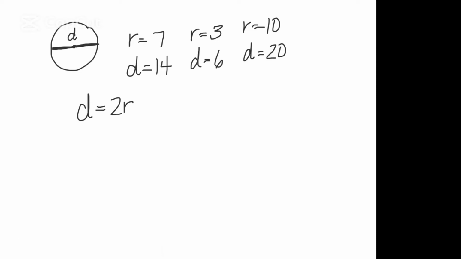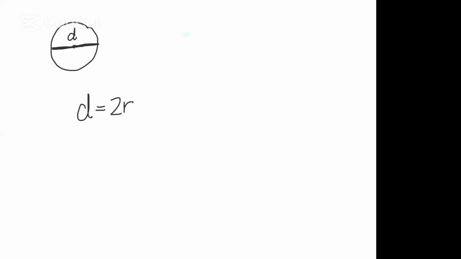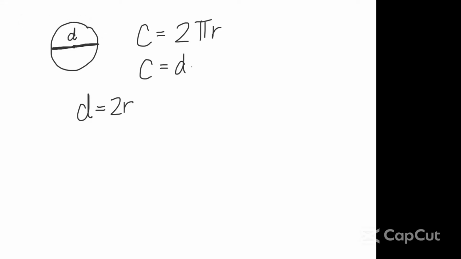All right, so why do I bring this up? Because this affects the way we see circumference also. All right, circumference is 2 times pi times r, but it could also be diameter times pi. Why? Because 2 times r is diameter. Okay. Does that make sense?